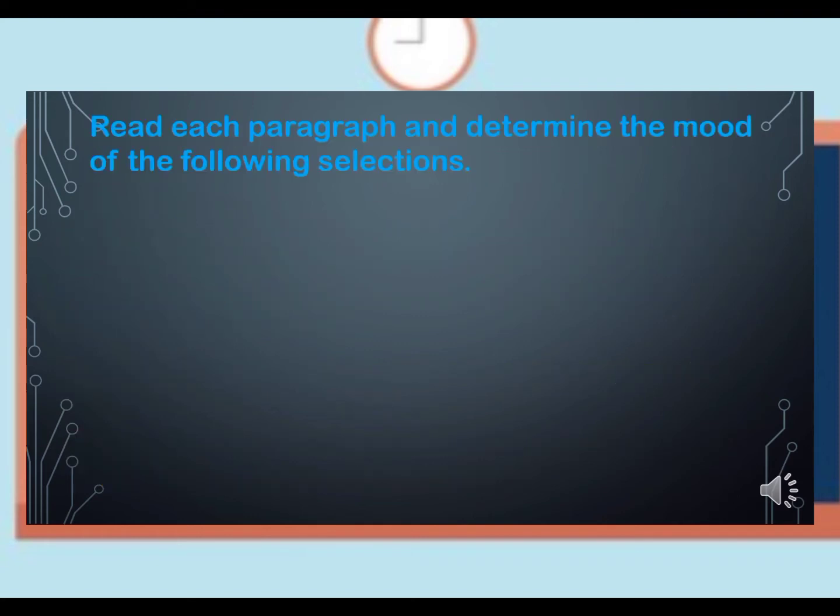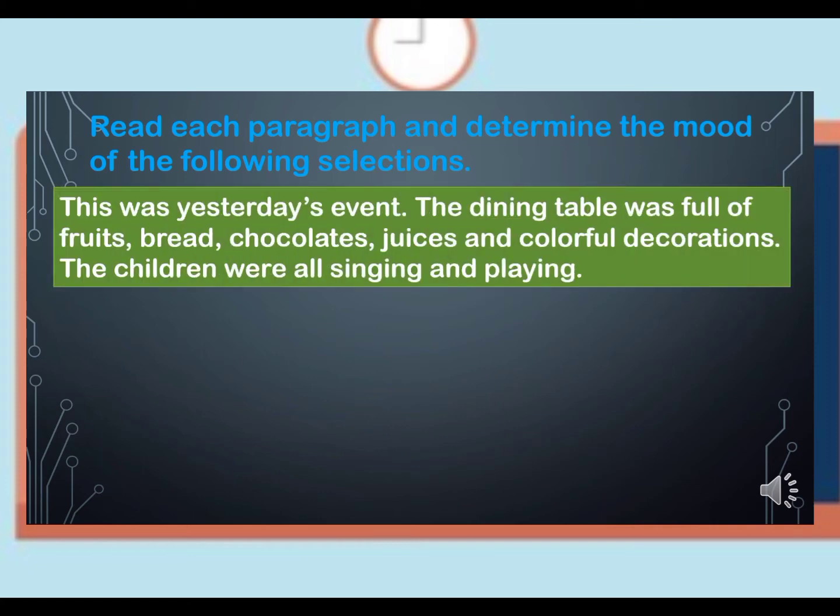And now let us read each paragraph and determine the mood of the following selection. The first one: this was yesterday's event. The dining table was full of fruits, bread, chocolates, juices, and colorful decorations. The children were all singing and playing. The mood that we have is happiness, with all the food on the table and the children singing and playing.